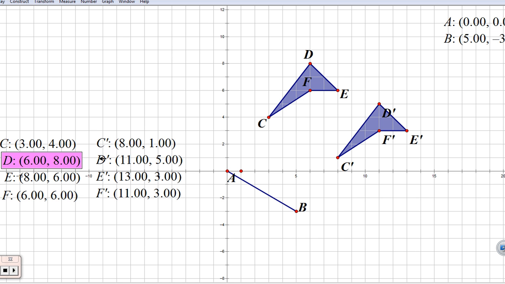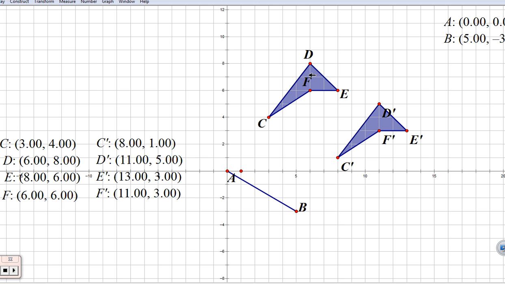How about from D to D prime? Did I add 5 to my x values and subtract 3 from my y's? You bet. How about from E to E prime? Add 5 and subtract 3? And from F to F prime, add 5 and subtract 3? That's exactly what's happening to all of our points.